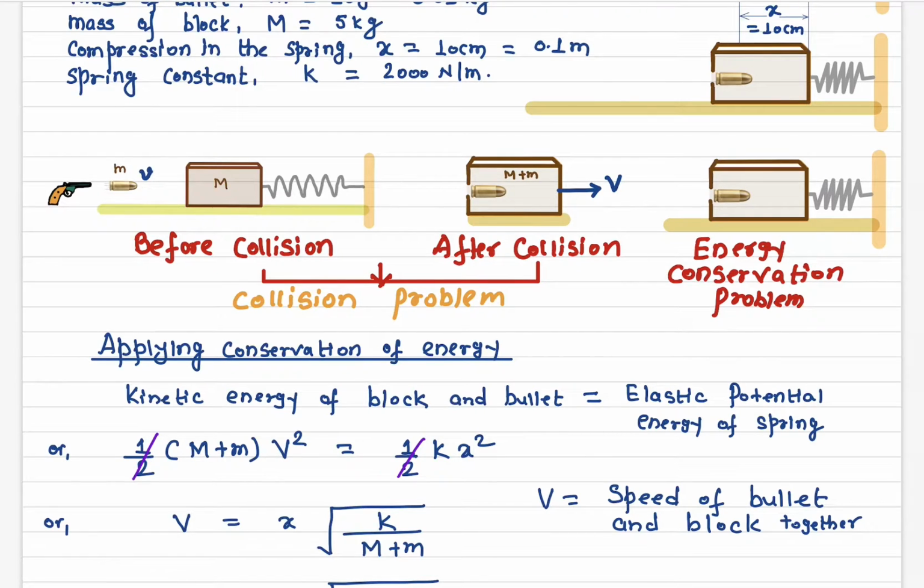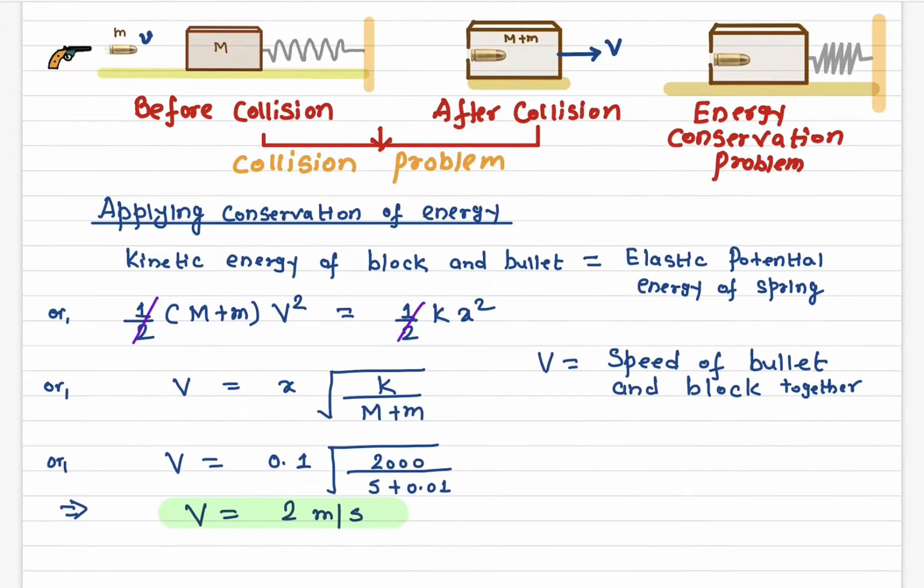Okay, so what is the kinetic energy? The formula for kinetic energy is half mv squared, and here the mass will be the mass of the block and the bullet together. So this is half, the mass of the block and bullet together, and v is the velocity, squared. And the elastic potential energy is given by half kx squared. K is the spring constant, and x is the compression in the spring.